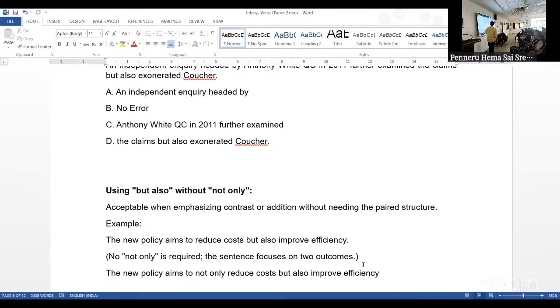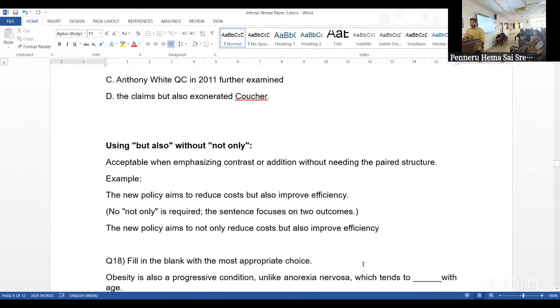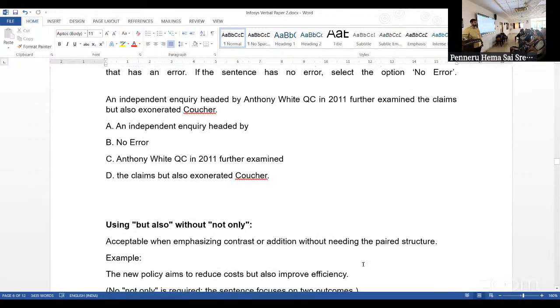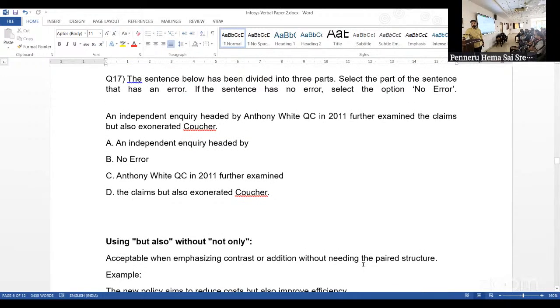For example, the new policy aims to reduce costs but also improves efficiency. That means it is not only to reduce cost but also improves efficiency. Whereas here, the new policy aims to not only reduce cost but also improves. So here in this case we did not use "not only", but still it is correct. In this case we use it, still it is also correct. So in both cases, even though we don't use it, this sentence is correct. Comma, because there should be a break in the sentence, right? Then only it will make sense.